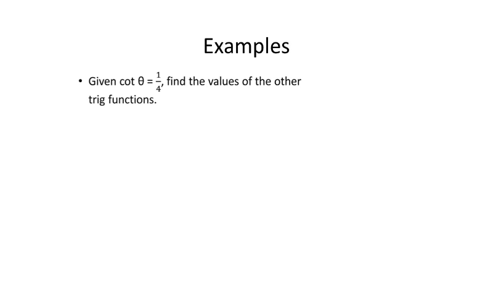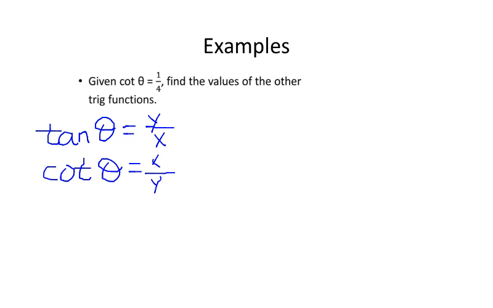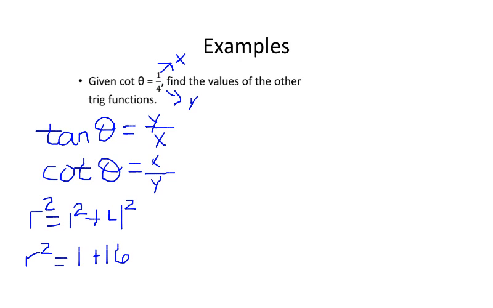So remember that tangent of theta is y over x. So cotangent of theta is x over y. So this is x, and this is y, and then we just need r. R squared is equal to x squared plus y squared. R squared is equal to 1 plus 16. R squared is equal to 17. And so r is equal to the square root of 17.